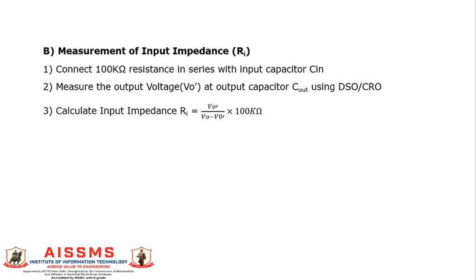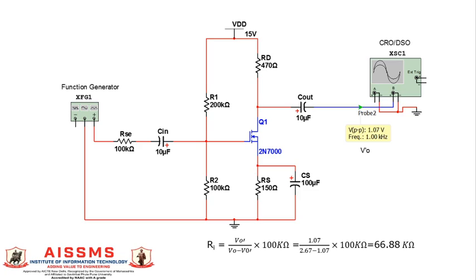Measurement of input resistance: connect a 100 kilo ohm resistance in series with the input capacitor, that is C in, then measure the output voltage, that will be V0 dash, and from the formula calculate the input resistance. So here we connect the 100 kilo ohm resistance in series with the function generator input and coupling capacitor and measure the output voltage. The output voltage V0 dash is equal to 1.07 volt. If you put the value of V0 dash in the formula for calculation of input resistance, we will get Ri equal to 66.88 k.